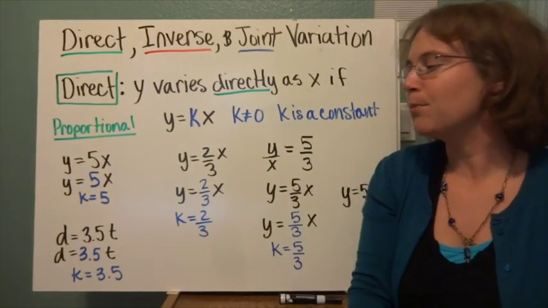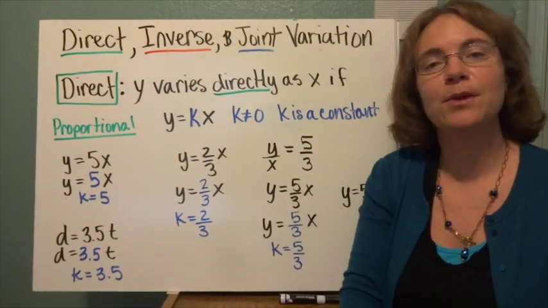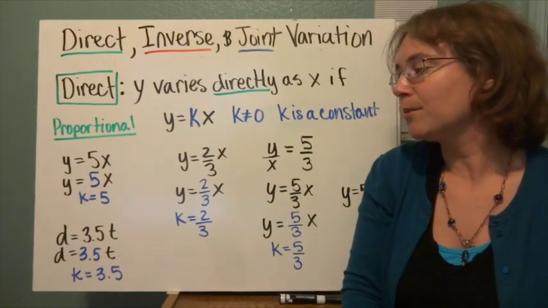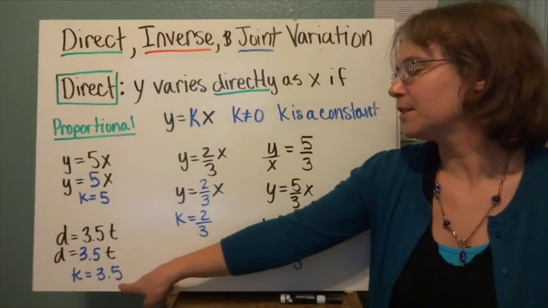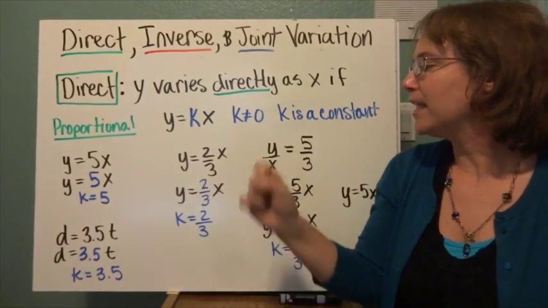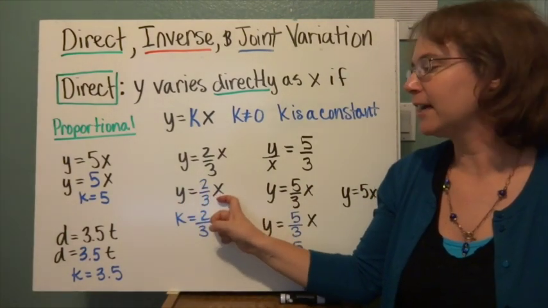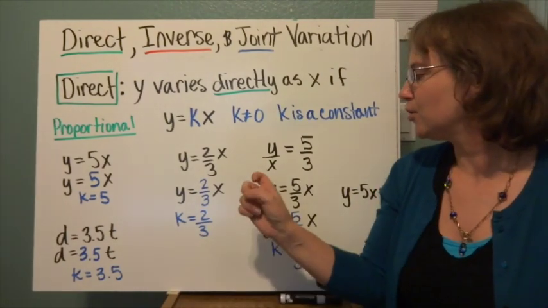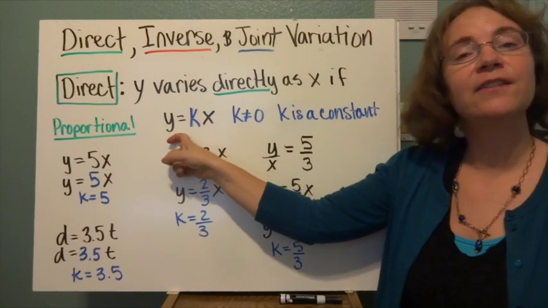So here I have 3.5 times t. Whatever my t values are, I'm going to multiply them by 3.5 every time. And that's all I'm going to do. So my k is 3.5. That's my constant. In this case, my constant is a fraction. Y equals 2/3 x. Y is equal to 2/3 times whatever x is. My constant is 2/3.